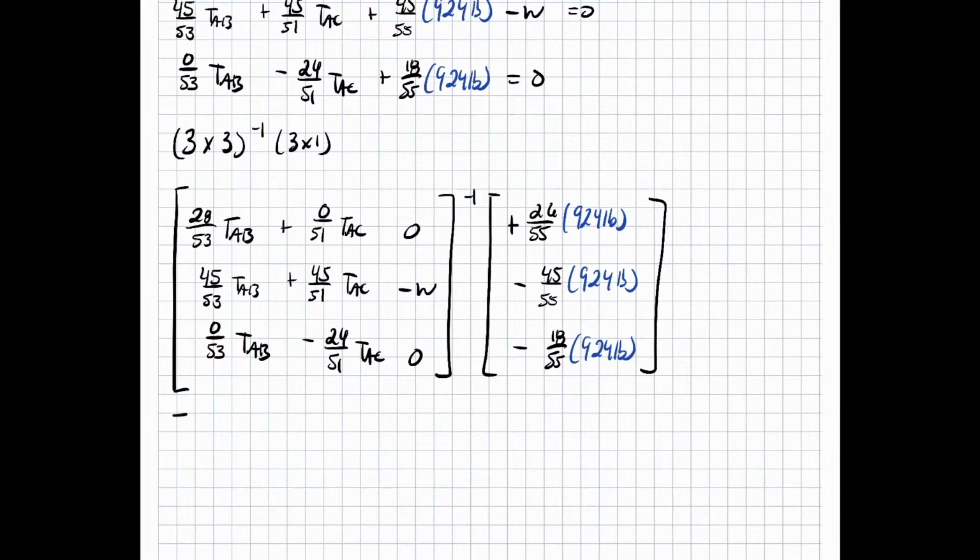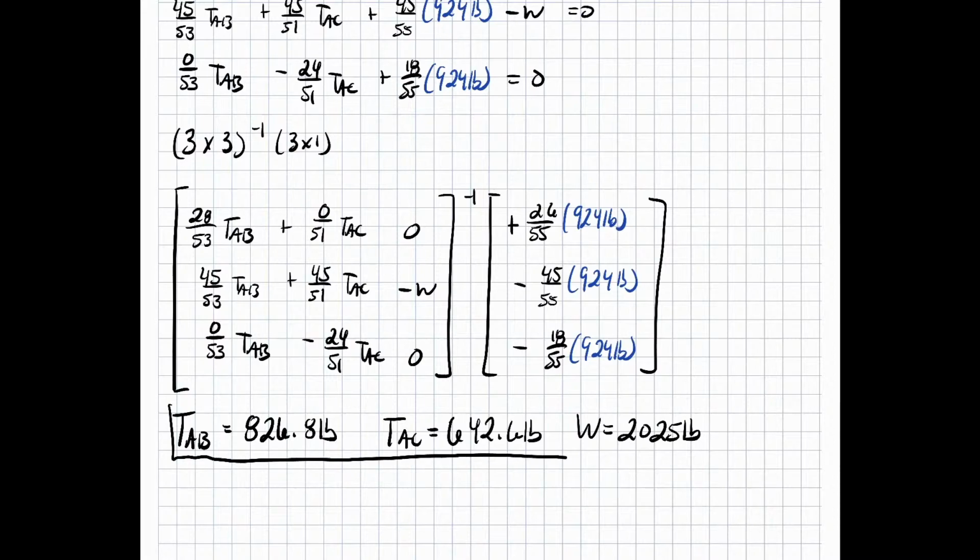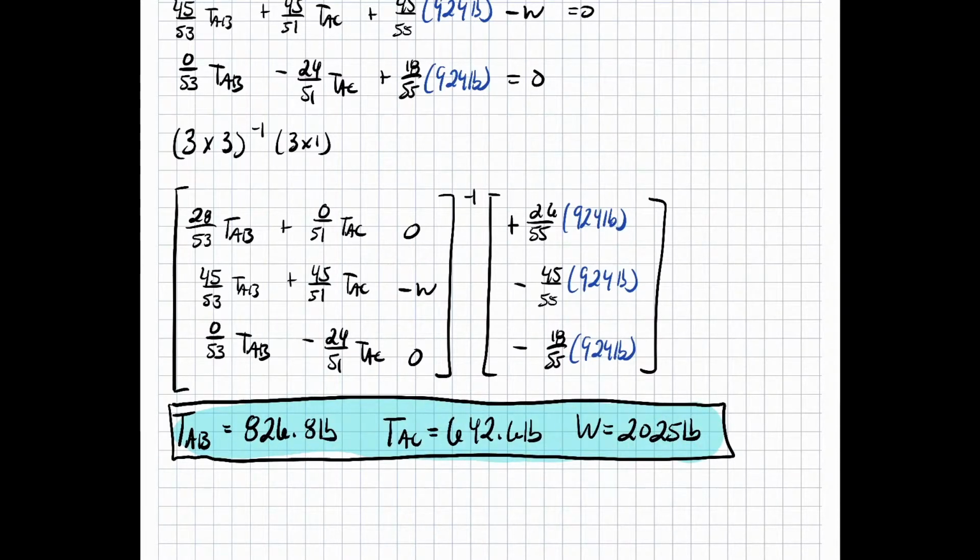So moving on, this comes out with tension AB is equal to 826.8 pounds. Tension AC is 642.6 pounds, and the weight is 2,025 pounds due to this matrix. Now the actual one in the book values is 2030, and I'm just going to assume that to be probably a rounding error. Everything that I've used is without rounding, so this should be right, but this will get you full credit on the problem anyway.